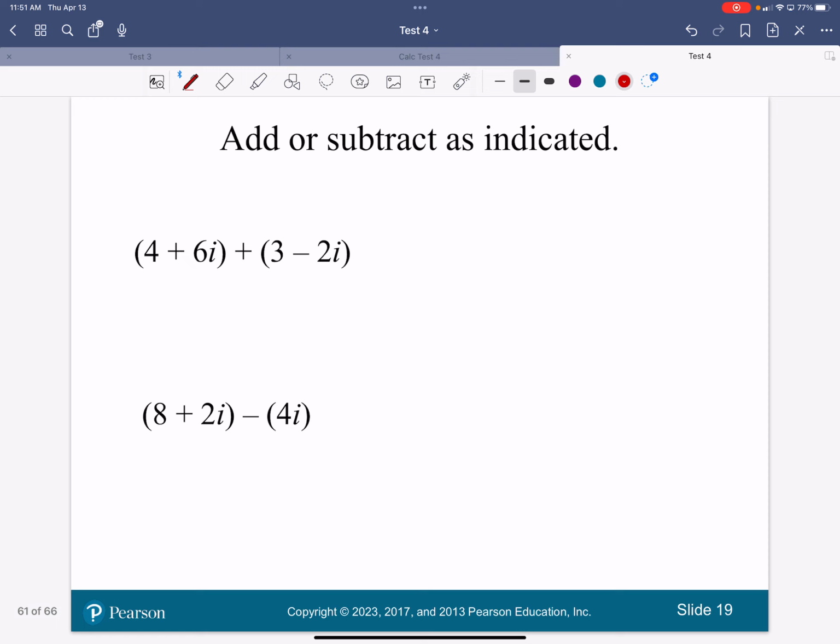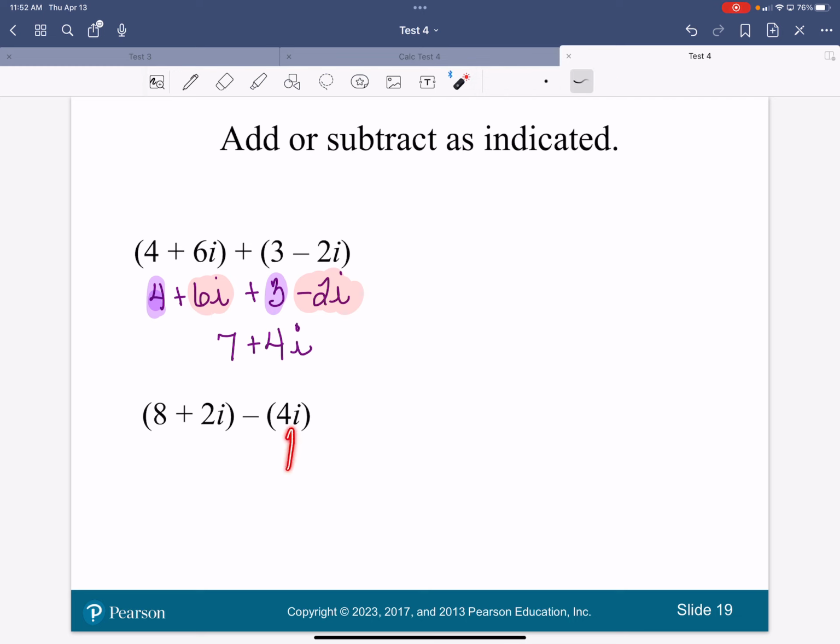So, right here, I don't have anything that needs to be distributed, and I don't have anything inside that can be combined. So that means I can drop my parentheses. Okay? So I've got 4 and 3 that can be added together. What's 4 plus 3? Then I've got 6i and negative 2i. And what is that? 4i. Okay?